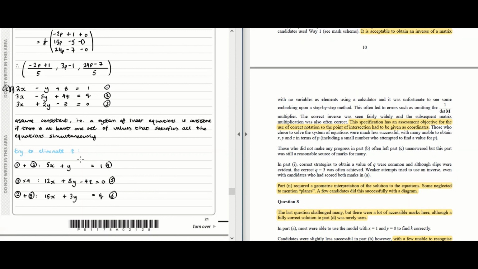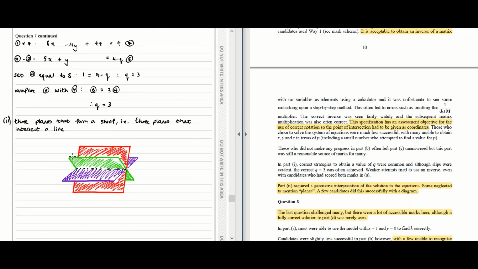But there were just common slip-ups and sign errors, etc. But overall, this question I thought was a fairly easy question for this paper.